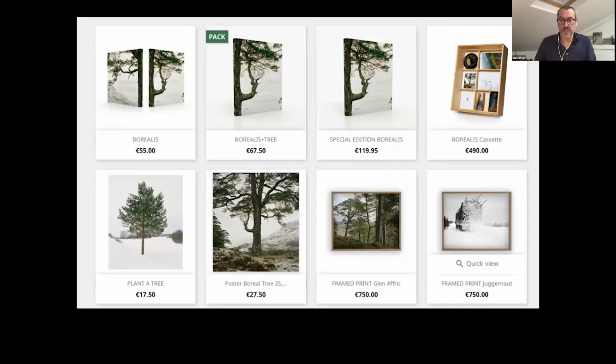So this is a screenshot that I'm showing you here from his website. And you can see you can buy the book, but you can also buy a tree. So you can actually have a tree planted in Scotland as part of this rewilding project. You can buy a poster, you can buy a print, you can buy this beautiful cassette that is like a collector's item with a book and souvenirs from all the 8 different places that he visited during the production of this project.